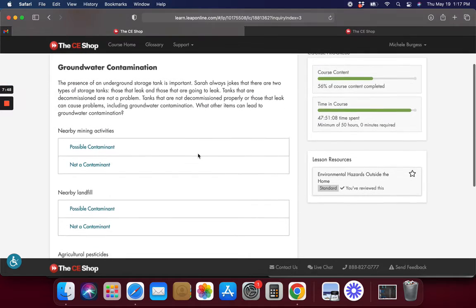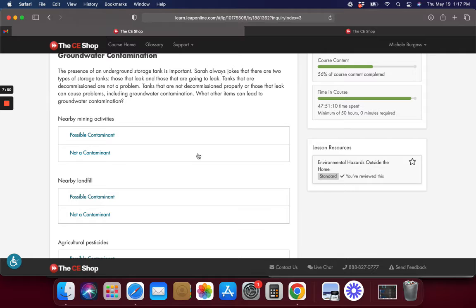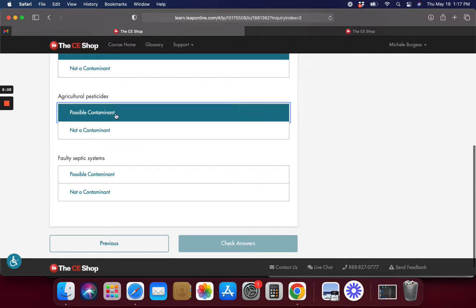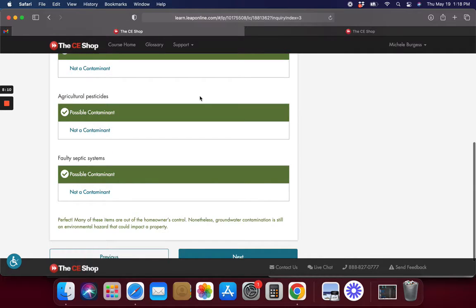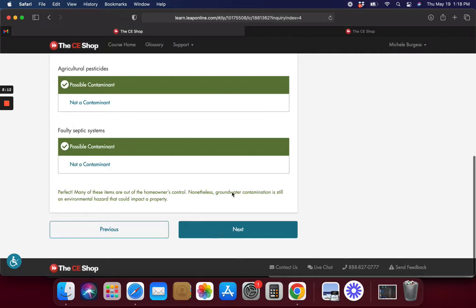The presence of an underground storage tank is important because they could leak and they could have contaminated stuff in them that could cause problems to your water, which could be a health and safety issue. So all of these things are important.